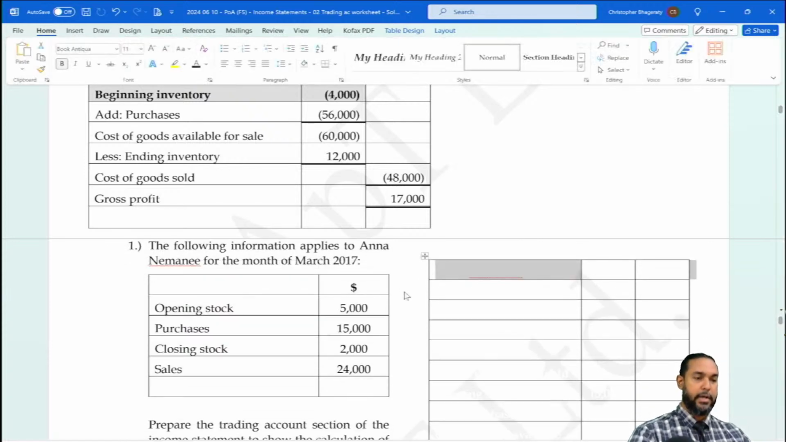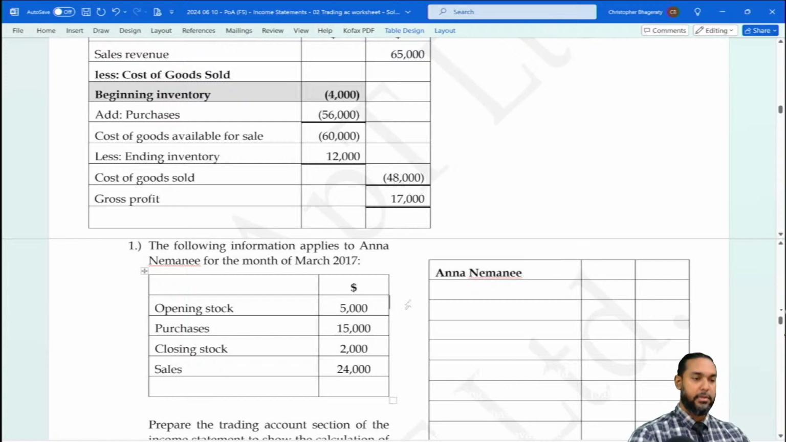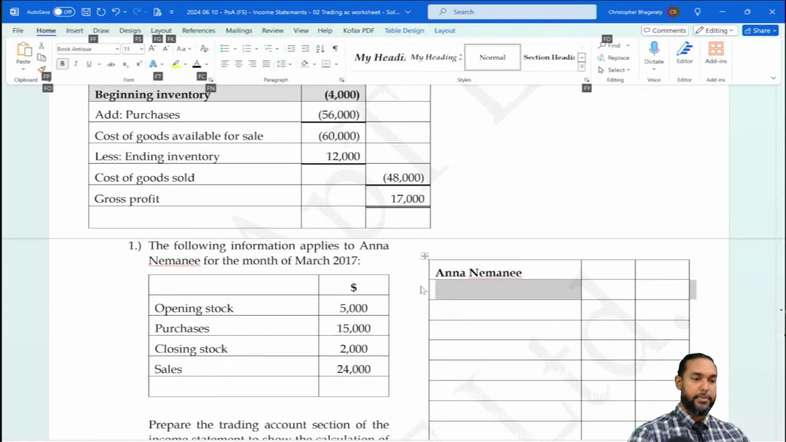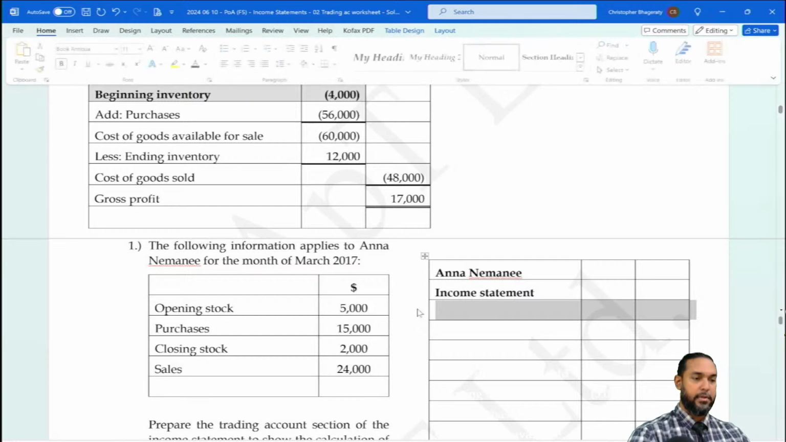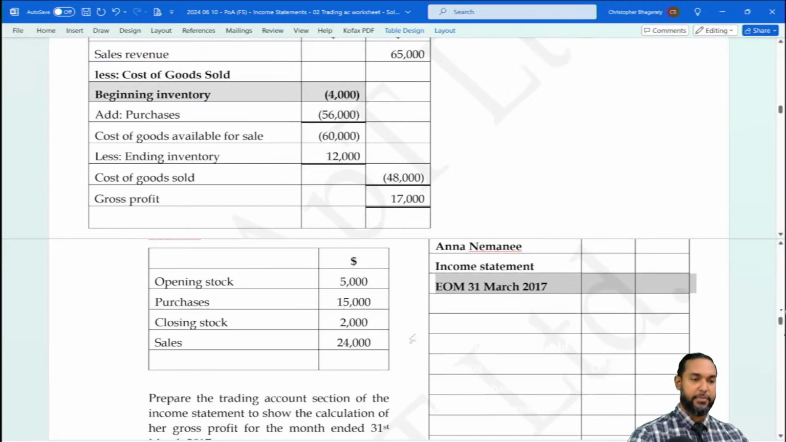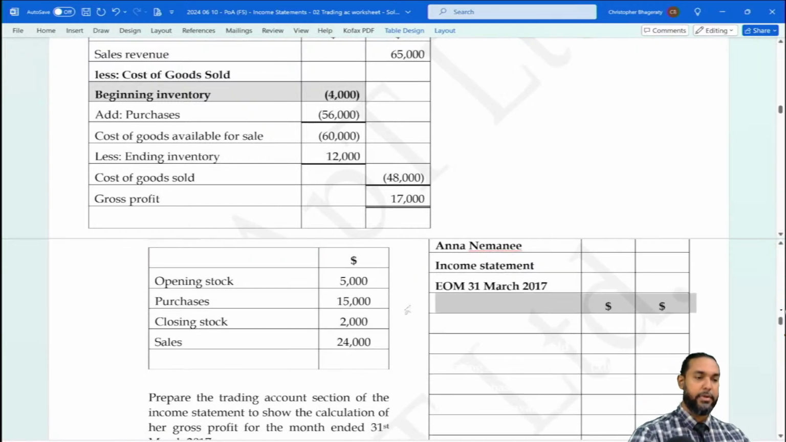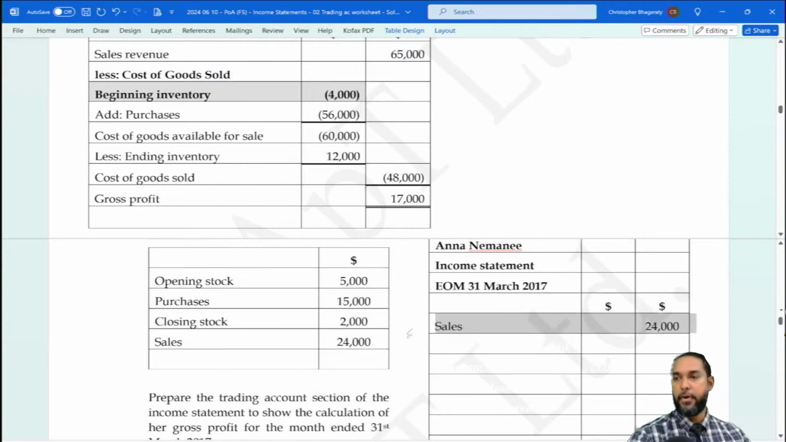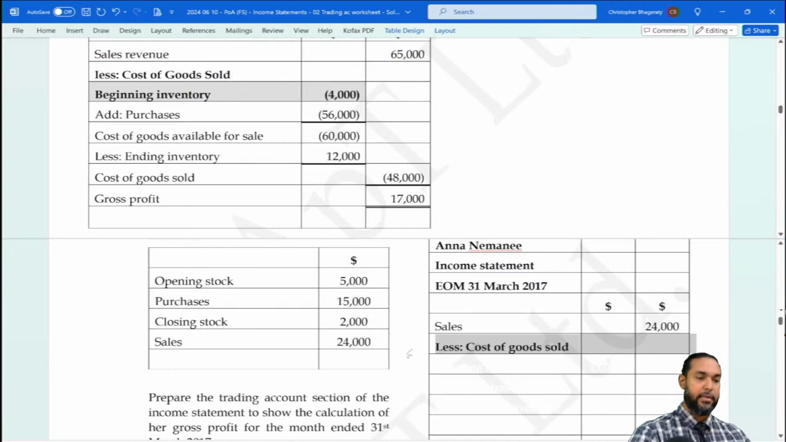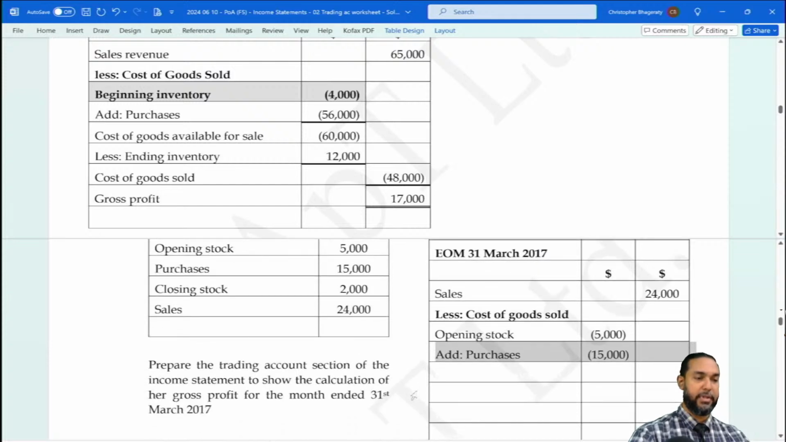Right, so on money, income statement for the month ended 31st March 2017. There's some dollar signs going. Right, so we're going to start with the sales revenue of 24. All right, hey Claude, how you doing? Right, let's do cost of sales. So we're going to start with the inventory at start or opening stock. We're going to add the purchases of 15. So 5 and 15 is 20.